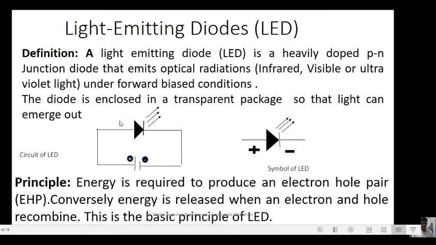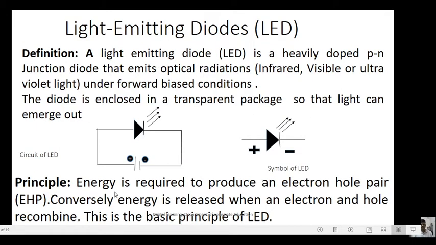Here the positive of the battery is connected to the anode of the diode and the cathode of the diode is connected to the negative terminal of the battery. So this is the circuit of LED, and here it represents the symbol of LED. Here is the anode, and here on the right side is the cathode. There are three arrow marks, which means LED, light emitting diode, a light emitter. It represents the emission of light.